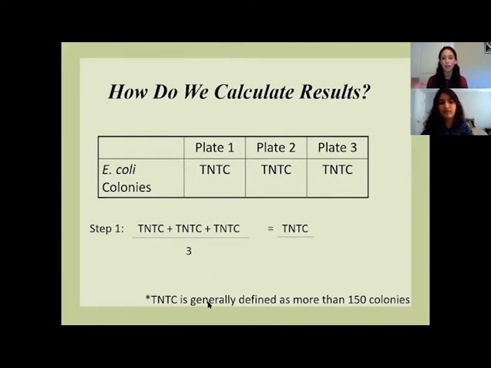I will say, and we get this question a lot, if you get like one TNTC and two normal, low levels, or two TNTC and one low level, that should not happen. You shouldn't have that happen in your results. So either they're all TNTC or none of them are TNTC. If you have one or two that are TNTC, then you need to redo that because there's some kind of problem with either your incubation or your sampling or something like that.